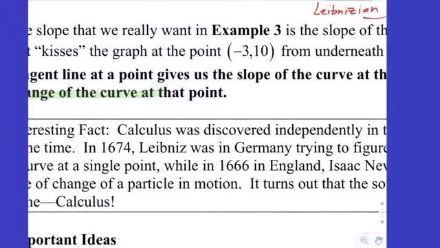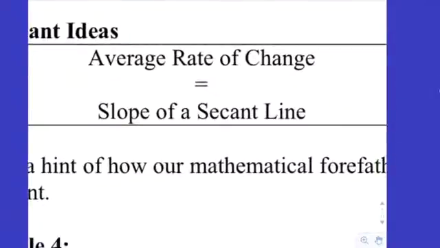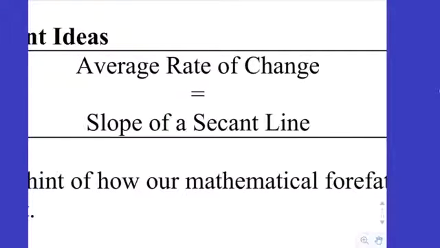But nowadays we typically give them both credit, and it's just remarkable that at roughly the same time, the world was ready for calculus, and they both discovered it completely independently of each other. So anyway, pretty neat stuff. So, important ideas. Average rate of change is the slope of the secant line. One last caveat to that story I'll mention.